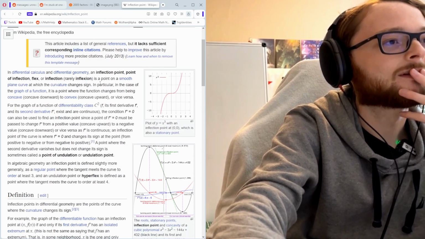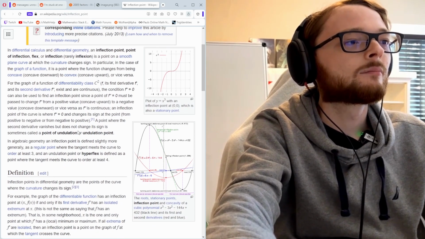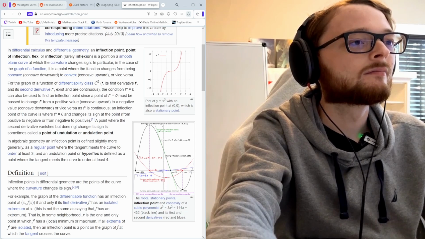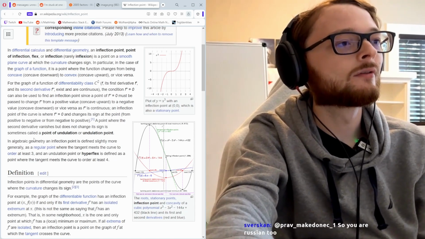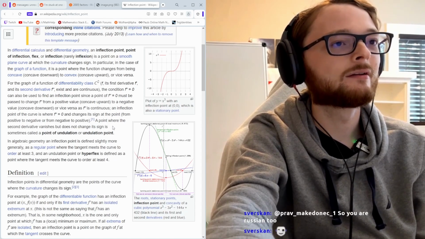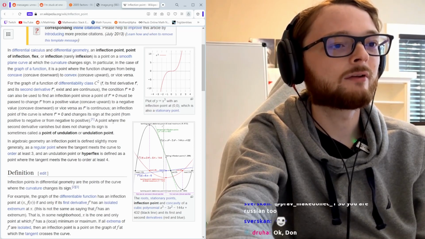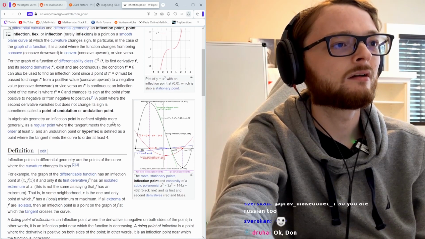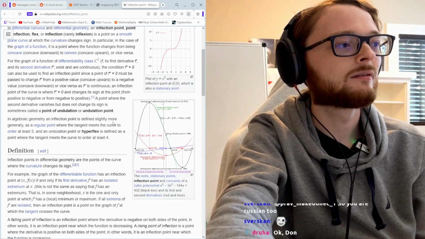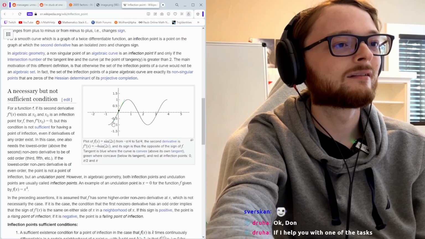Inflection? Huh. It's a cool way to spell it. Point of undulation. Its second derivative vanishes, but does not change its sign. Is it? Oh, I think that's just a special kind of inflection point, I guess. Which, do they give an example of that? I guess not.